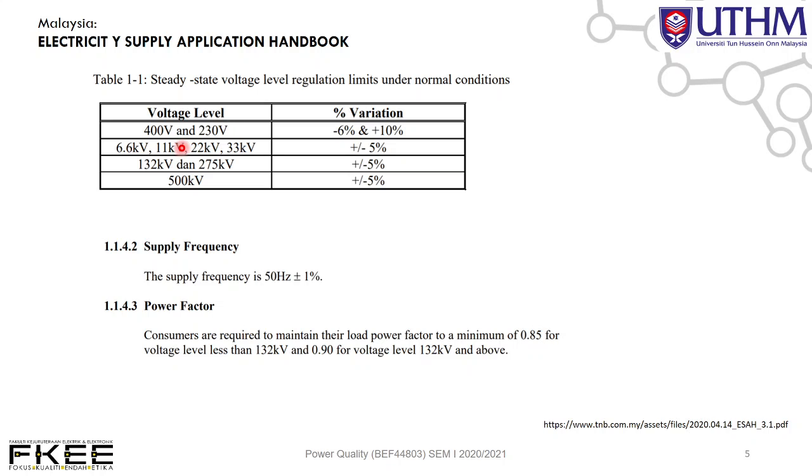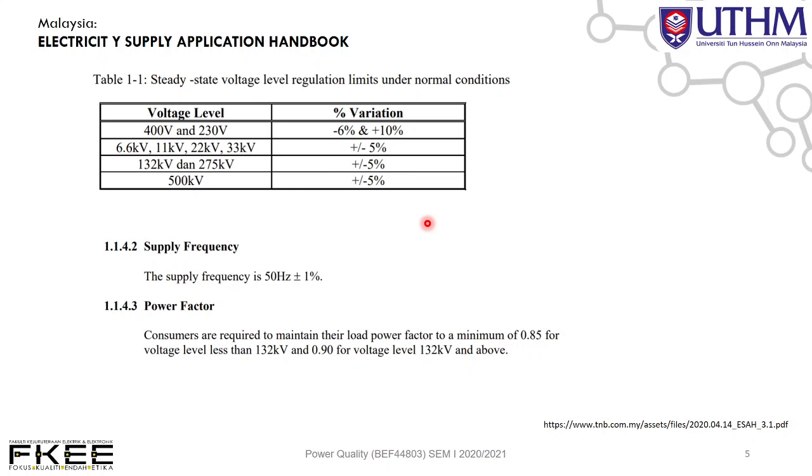Let's say we have different types of voltage level. Maybe for the industrial sector, let's say we have 6.6, 11 kV, 22 or 33 kV, the limit is plus minus 5%. If we go beyond 33 kV, for example 132 kV, 275 kV, the limit is plus minus 5%. Similarly for 500 kV, plus minus 5%.